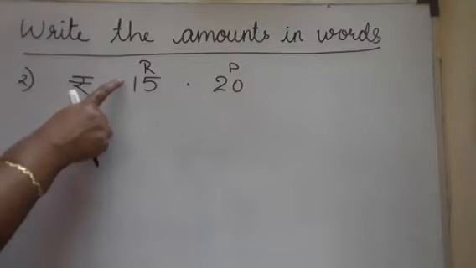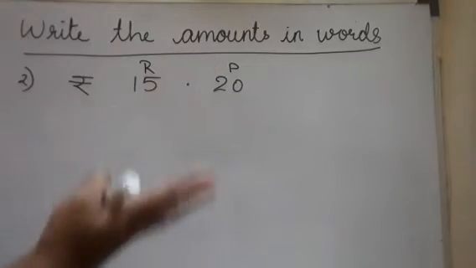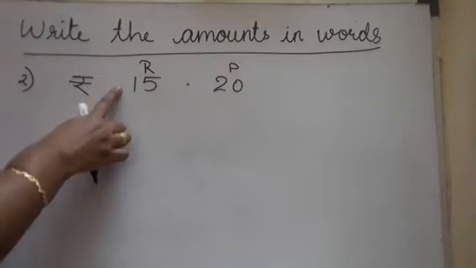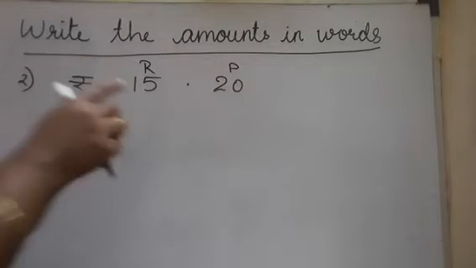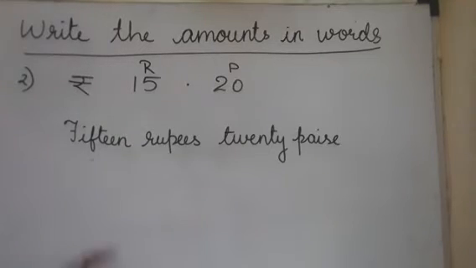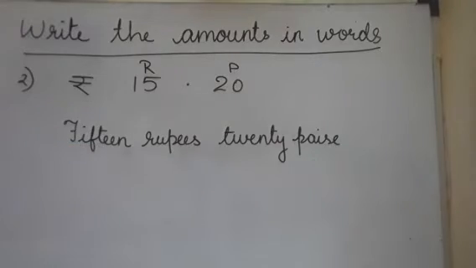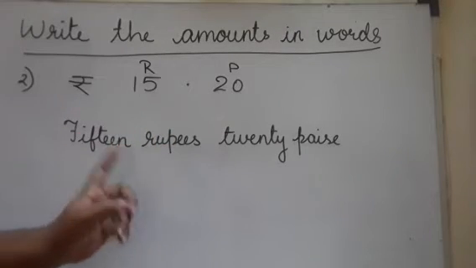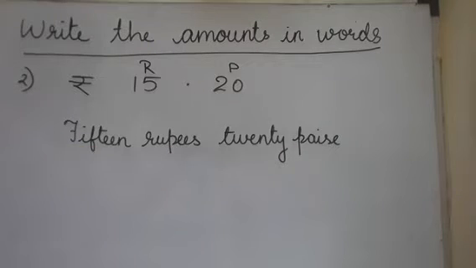Tell with me, it is 15 rupees and 20 paise. Tell louder with me, it is 15 rupees and 20 paise. And we can write this amount in words as 15 rupees and 20 paise. Is it clear, my dear kids?